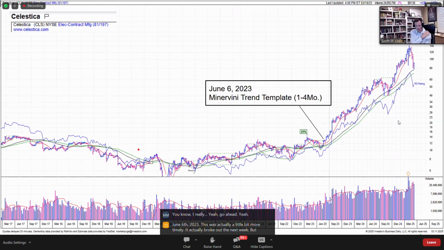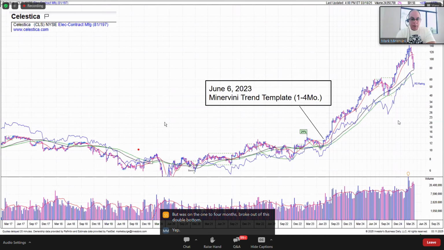Yep, it was on the 1 to 4 month, broke out of this double bottom. And again, you can see how this is pretty early in that new upcycle. So it's not like this is waiting for it to have this information that is going to be 6 months or a year later.